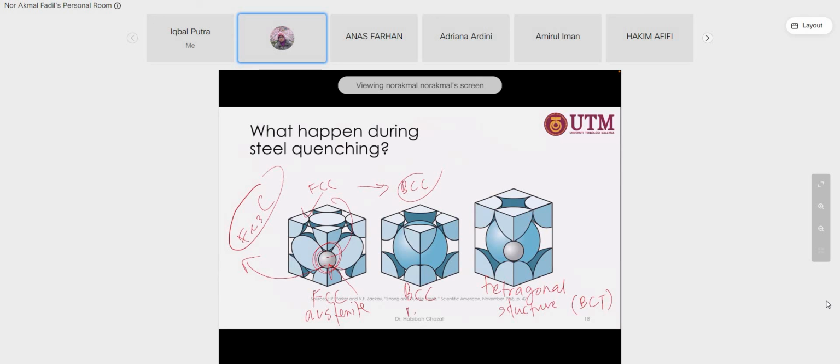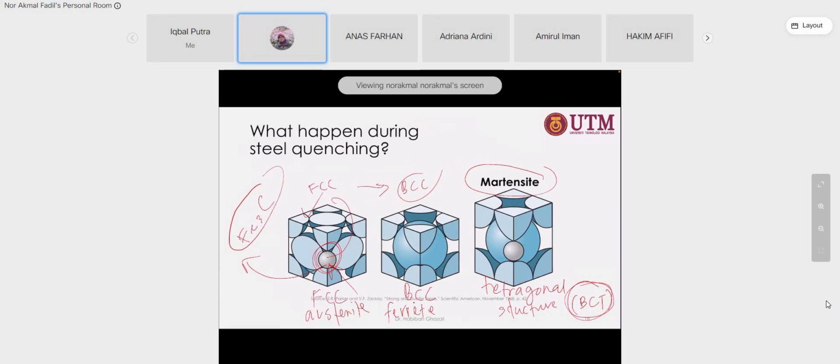This one is ferrite. Okay, ferrite. So this one is new one, BCT, which we call martensite. So in the first diagram, there's no martensite. Okay, no martensite. This happened because the reaction is non-equilibrium.